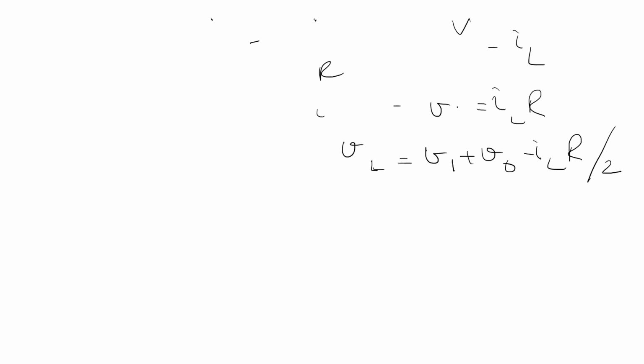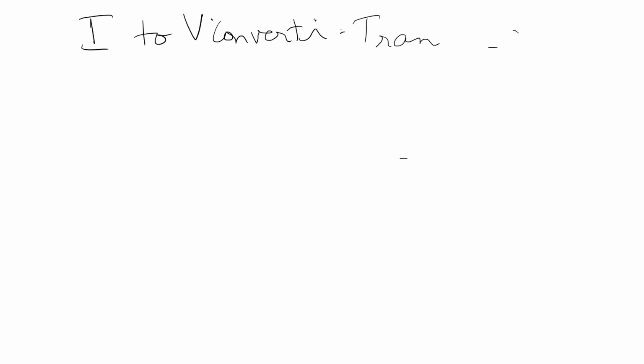Next we'll move on to the current to voltage converter. We called the voltage to current converter a transconductance amplifier, isn't it? The current to voltage converter is called a trans resistance amplifier.